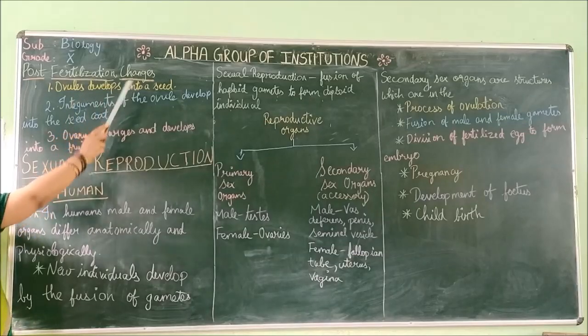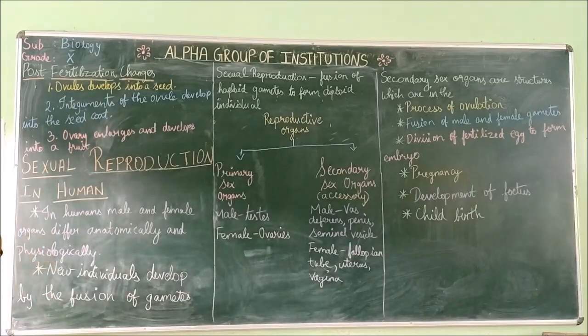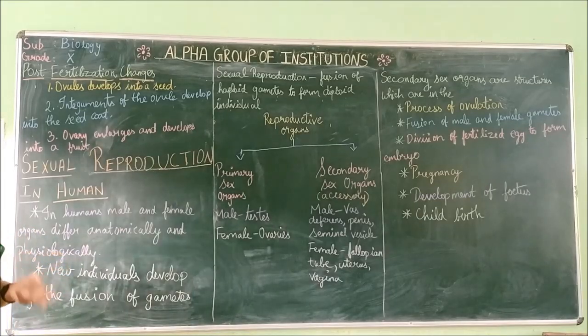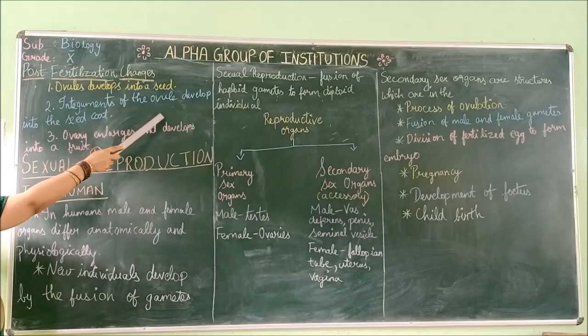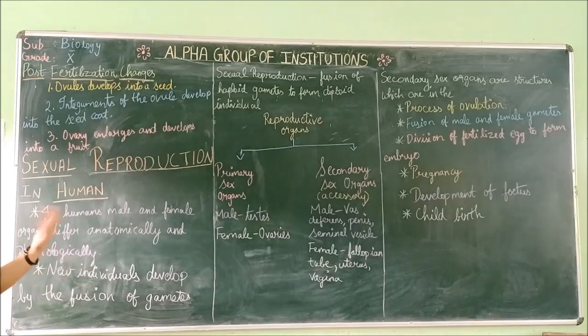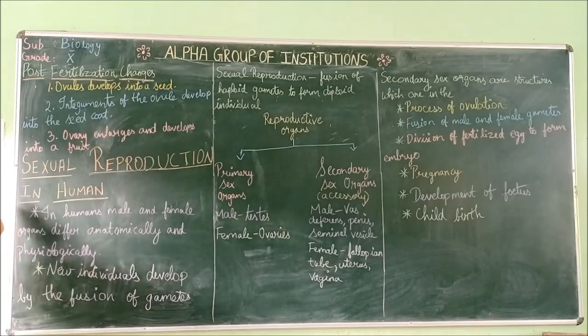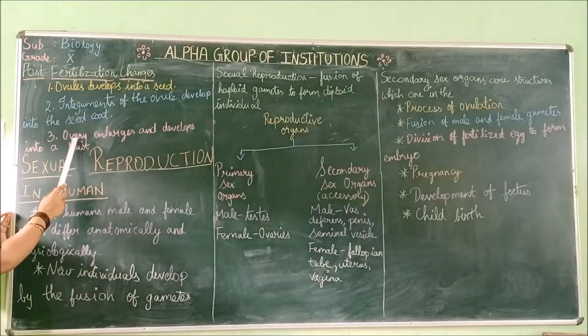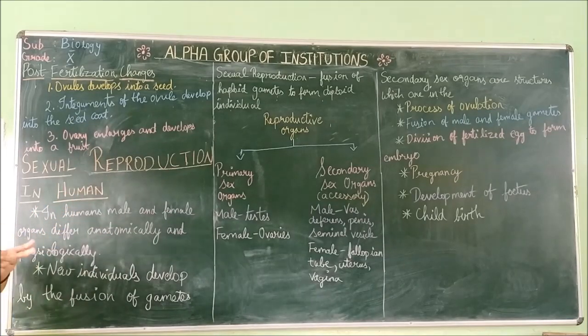The ovules develop into seeds. The ovule diagram, do you remember it? The structure of the ovule. That ovule will be converted and developed into a seed. And the integuments of the ovule will develop into the seed coat. The integuments are the two layers that cover the embryo sac. If you don't remember the diagram, take your book and see the structure of the ovule. There you will find two layers of integuments. That will develop into the seed coat. And next, the ovary enlarges. The whole ovary will get enlarged.